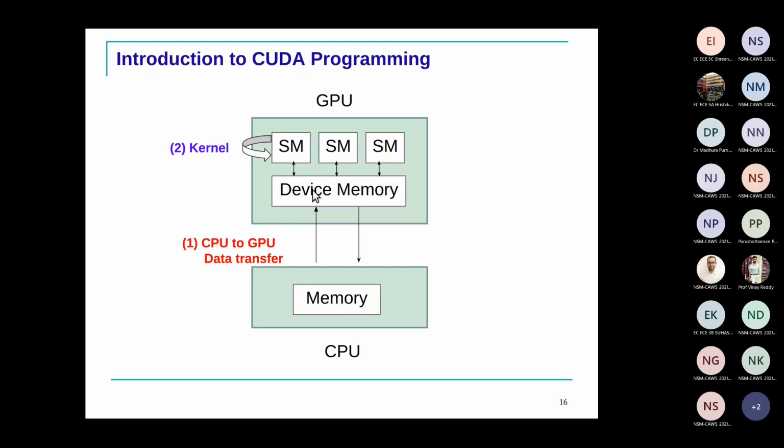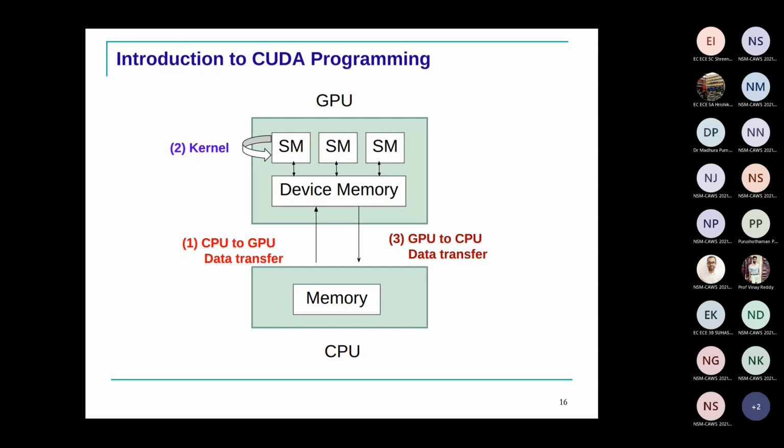Now we need to transfer the data again back to the CPU memory. So you do a GPU to CPU transfer. Whatever computation you want to do, you first transfer the data, then perform the computation, and then transfer the data back from the GPU to the CPU. So this is how the typical operation takes place when you write a program using the CUDA language.